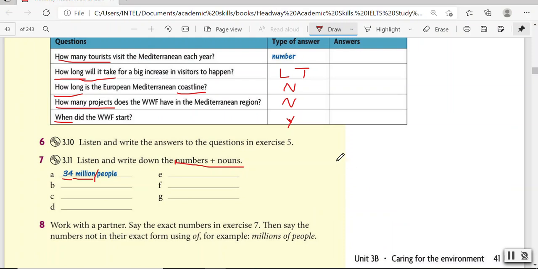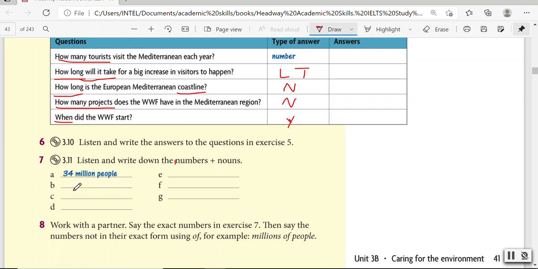You heard this audio. Let's write down the answers. For each one we have a proper or the right answer. For A, number 1 we have 34 million people. Don't add S for million. Okay, be careful about this because we have an exact number.